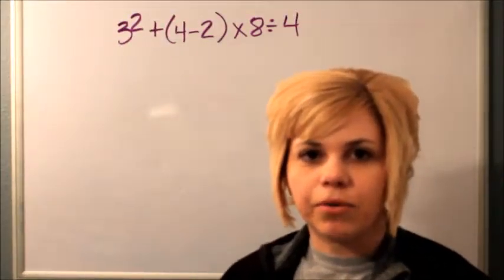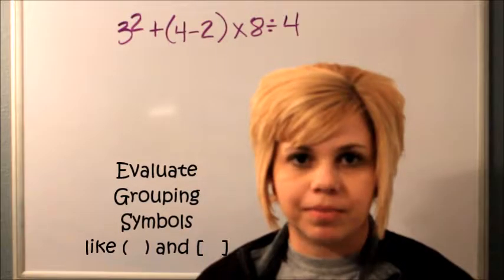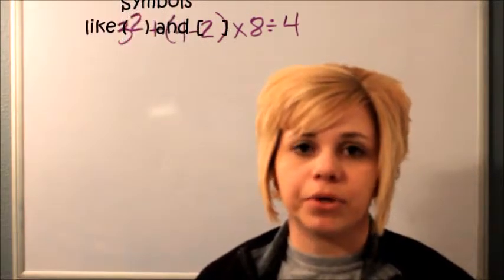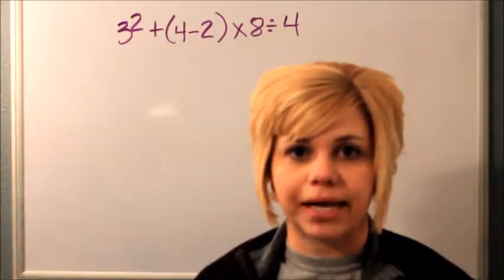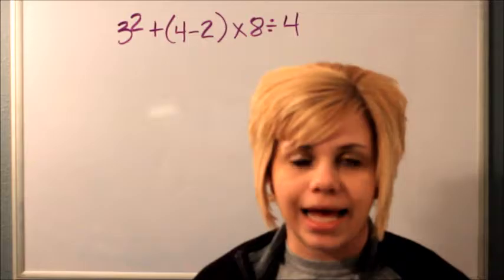The first step in the order of operations is to evaluate grouping symbols. This can be parentheses, this can be brackets, this could also mean a set of parentheses inside another set of brackets. If that happens, just make sure to work your way from the inside out.